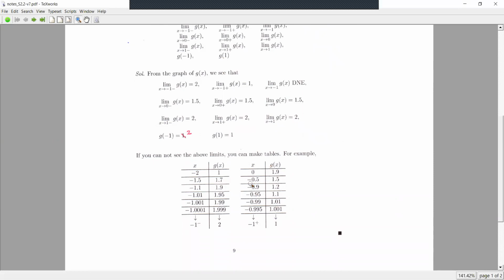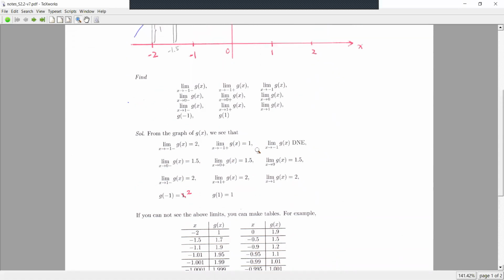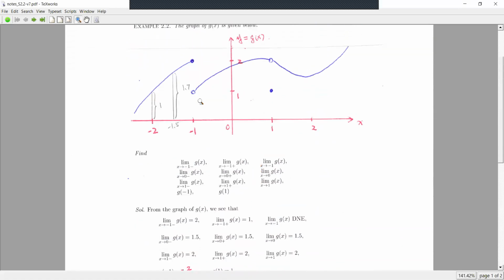Now, from this table, when x approaches negative 1 from the right side, by taking on these points, function approaches 1. So my conclusion is x approaches negative 1 from the right side, function approaches 1. The limit is 1. 1 this time is the height of this open dot.